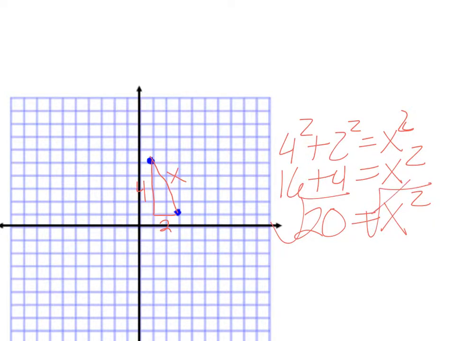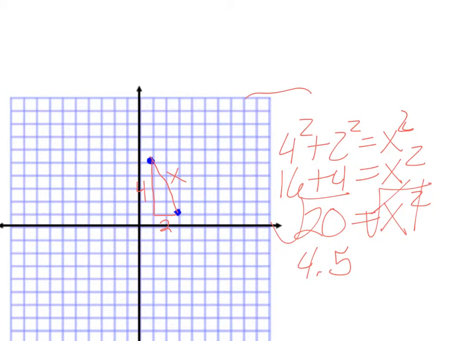Square root each side to get rid of my exponent. Square root of 20, I'm getting a length of about 4.5. A nice check for you as you're doing these is to remember that the hypotenuse should always be the longest side, and it shouldn't be outrageously longer. So if we have bases of 4 and 2, a length of 4.5 seems about right. It's a little bit bigger than my other sides, but it's not out of the ordinary.